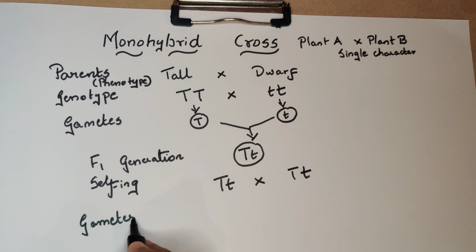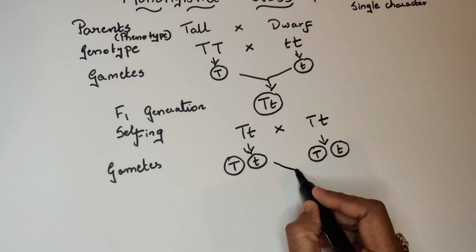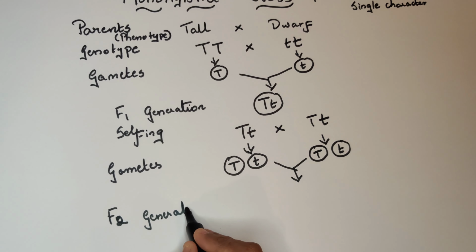Capital T, small t. Always you have to write the gametes inside a circle. So these are the two possible gametes now. Now how do you cross these two to work out the F2 generation? For this you need to draw a Punnett square.